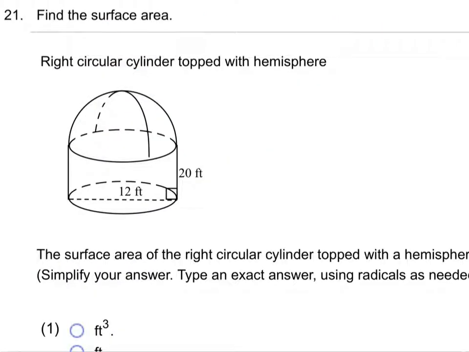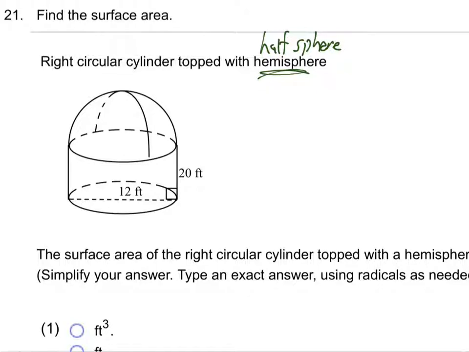Number 21, right circular cylinder topped with a hemisphere. Hemisphere just means this is half of a sphere. So we have a right circular cylinder topped with a hemisphere, a half a sphere. So how do we go about doing this?